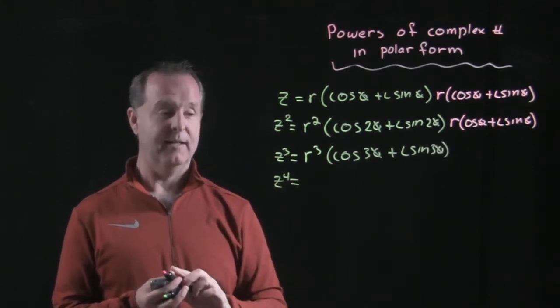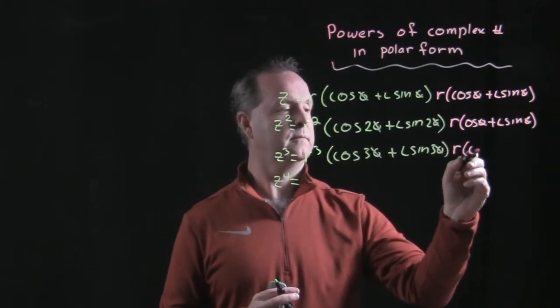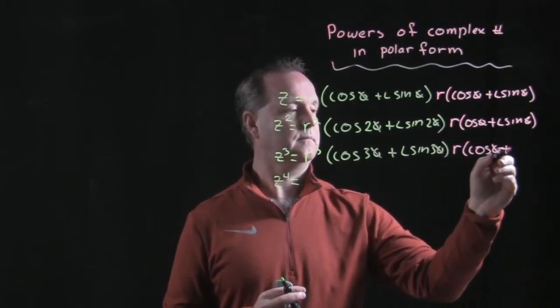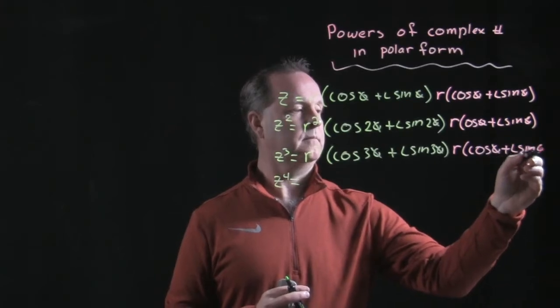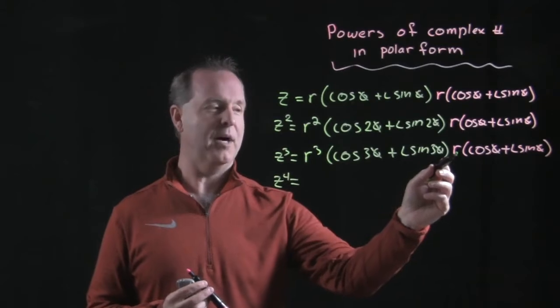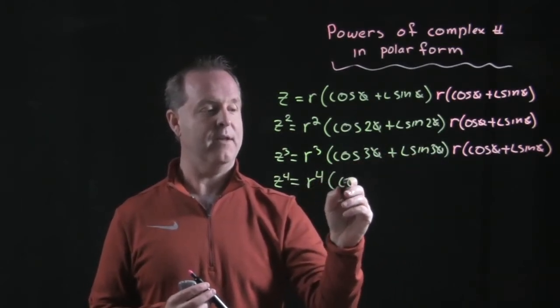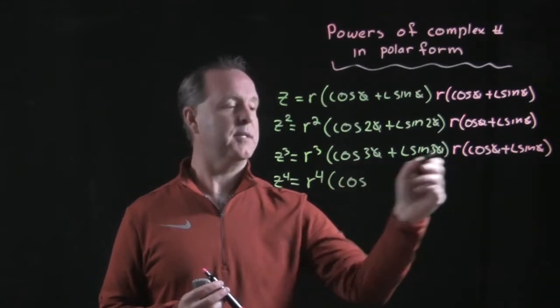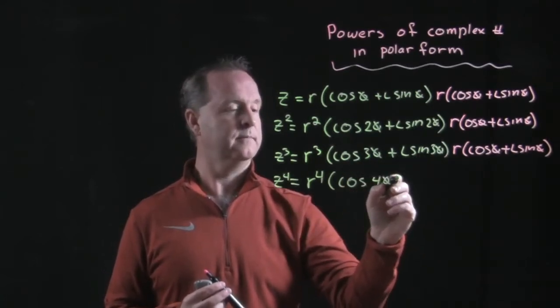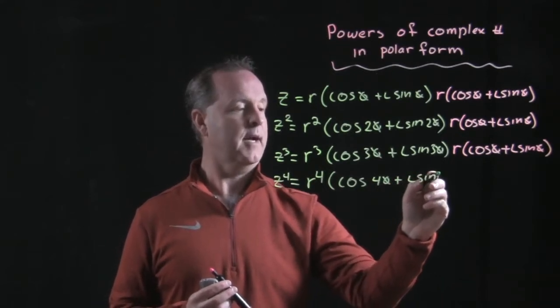Let's find z to the fourth. How do we do that? Let's multiply z cubed by z to the first. Doing that, you know the pattern. Multiply the modulus, r cubed times r is r to the fourth. Add the arguments, 3 theta plus theta makes it a 4 theta, plus I sine of 4 theta.